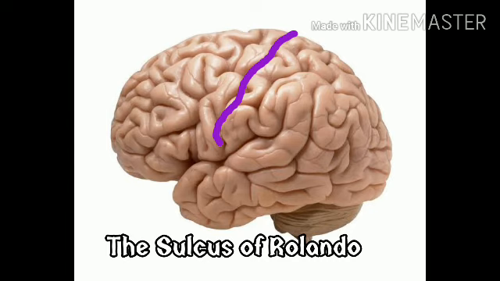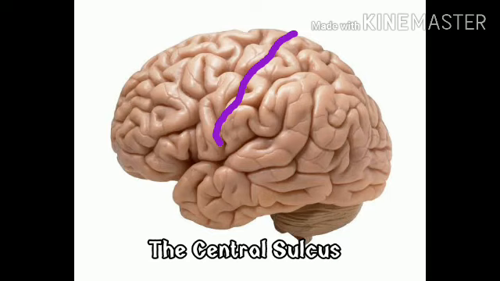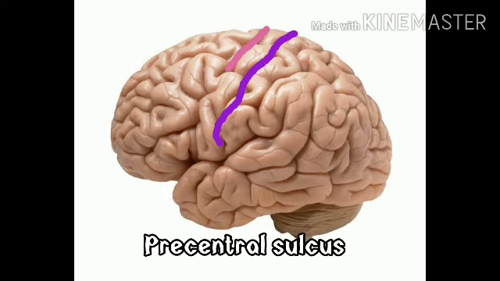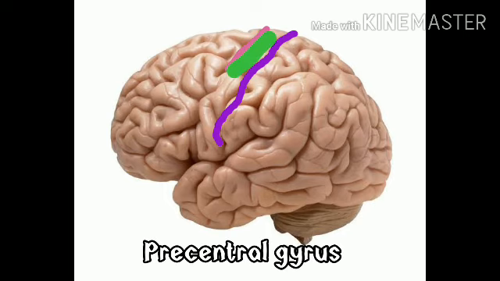The sulcus of Rolando or the central sulcus begins from the medial surface of cerebrum, cuts the supromedial border and reaches the supralateral surface of cerebrum. The precentral sulcus is present just in front of and parallel to the central sulcus. In between the central and the precentral sulcus, we can see an elevation. It is called precentral gyrus.